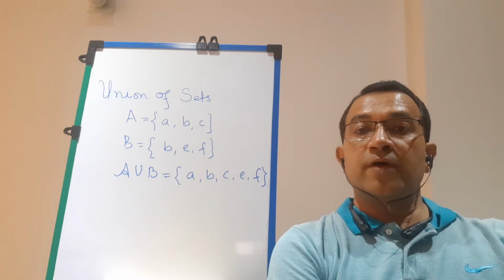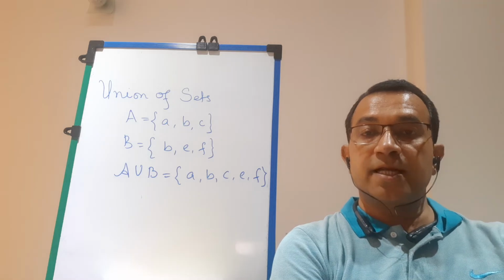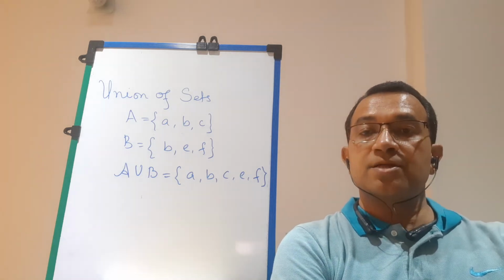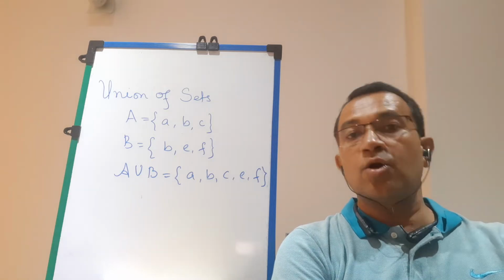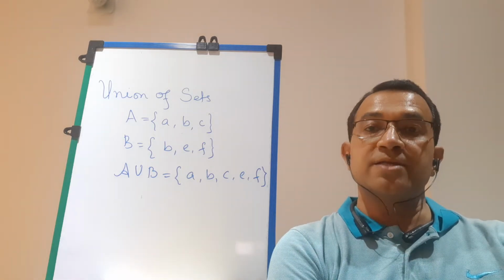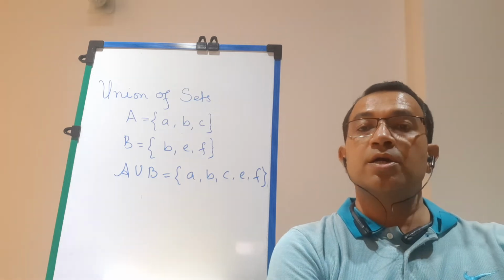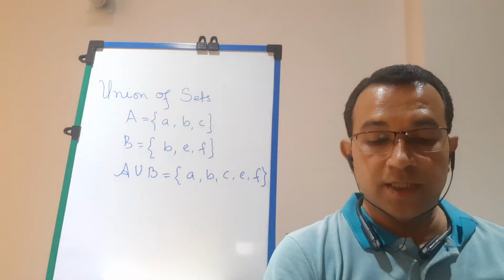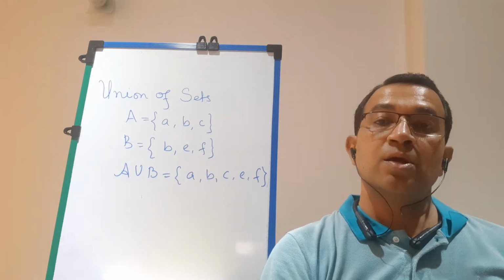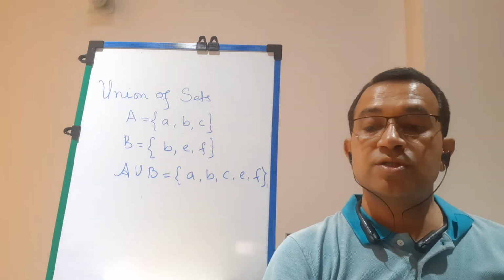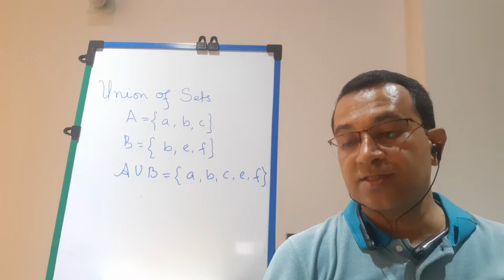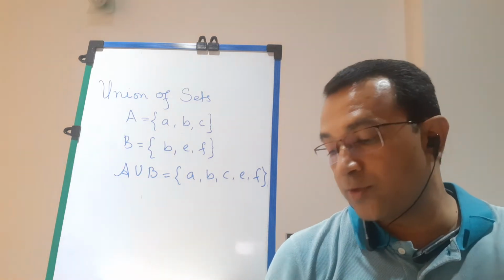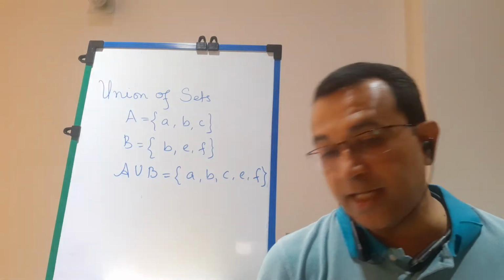So if I want to define union of sets, I can say let A and B be any two non-empty sets. Then a set consisting of elements either present in A or present in B or present in both, students, is called union of two sets, denoted by A union B, students. So union is one of the most fundamental set operations.